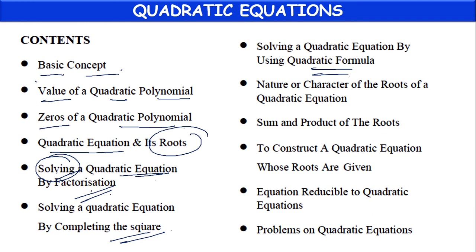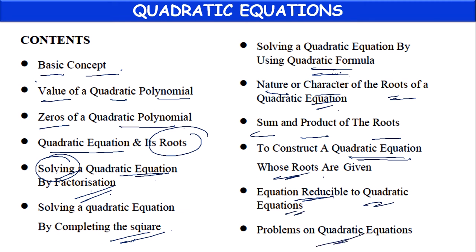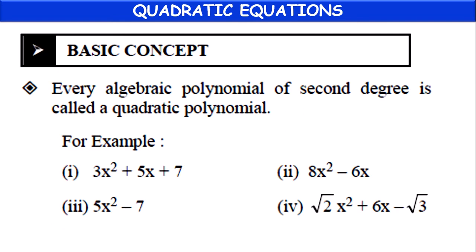One is by factorization, another one is by completing the squares method, third one is using the quadratic formula. And one more thing, nature and character of the roots of quadratic equation, that also we are going to learn. And about sum and product of roots, how to construct a quadratic equation whose roots are given, or how to reduce quadratic equation, or problems based on different quadratic equations. All these concepts we are going to learn in this chapter. So let's start the concepts one by one.